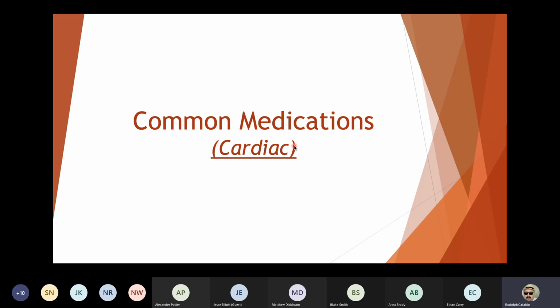All right, some of our common cardiac medications. I have a question quick about the last section.